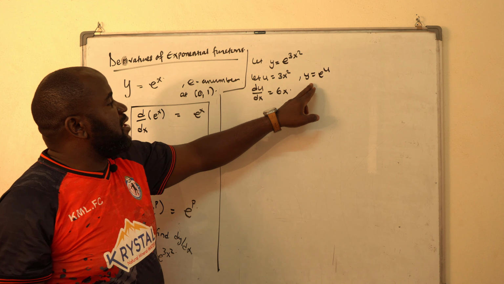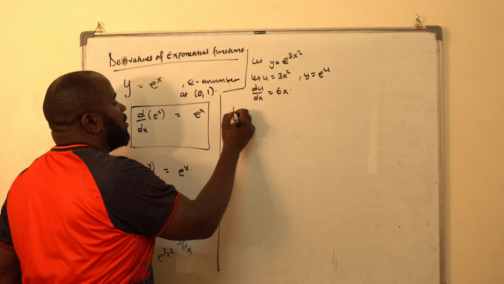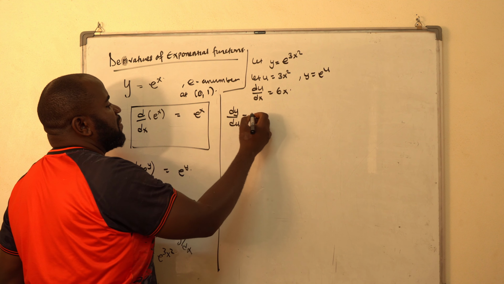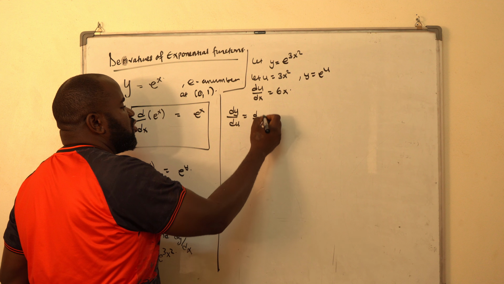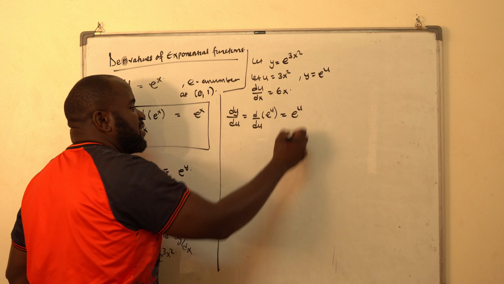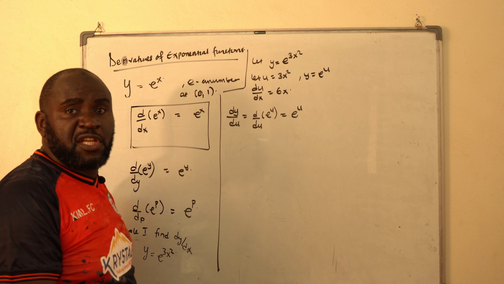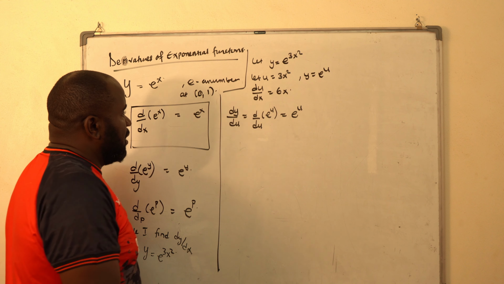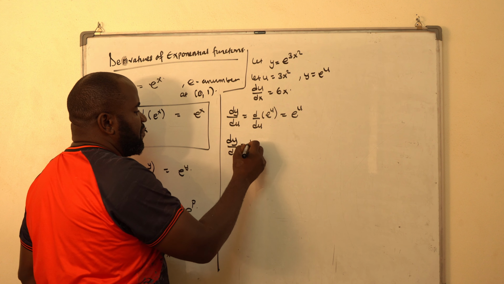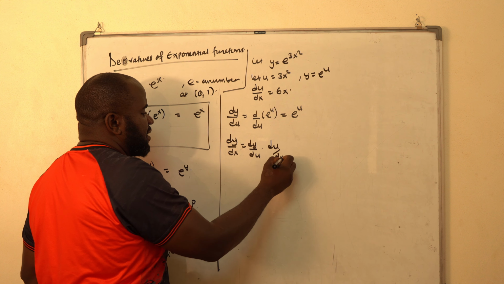Now, y becoming e of u, it is in this state, so we can differentiate y with respect to u. It's the derivative with respect to u of e of u, and it is from here that this still remains e of u, because of it being an exponential function. Then we borrow from chain rule. dy/dx can be got from dy/du times du/dx.